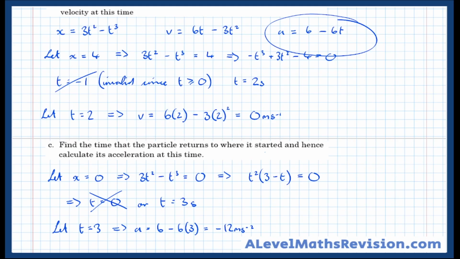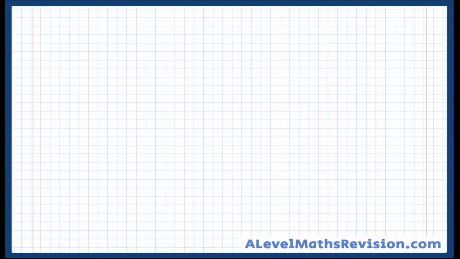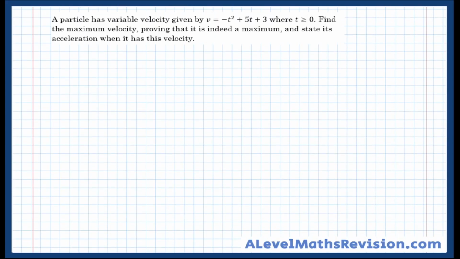So let's do one more question before we have a look at some integration problems in the next lesson. And there's the question there. A particle has variable velocity given by v equals minus t squared plus 5t plus 3, where t is bigger than or equal to 0. Find the maximum velocity, proving that it is indeed a maximum, and state its acceleration when it has this velocity.